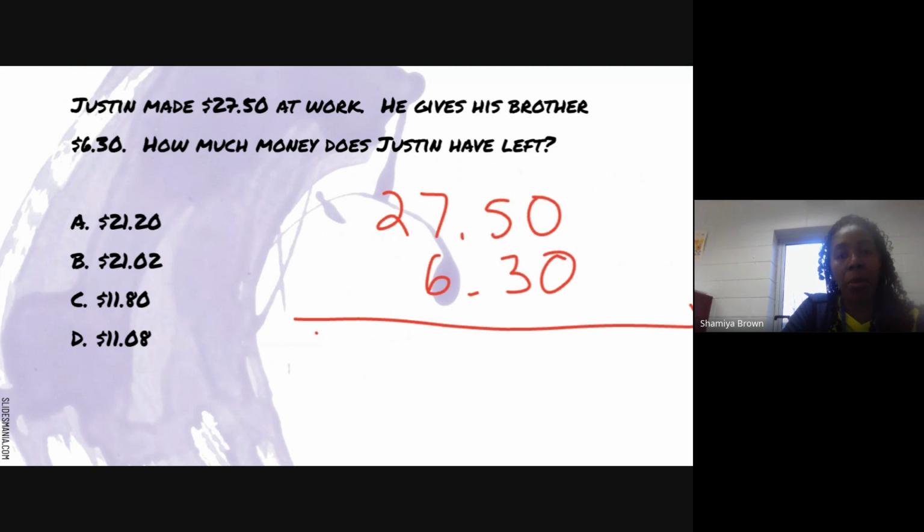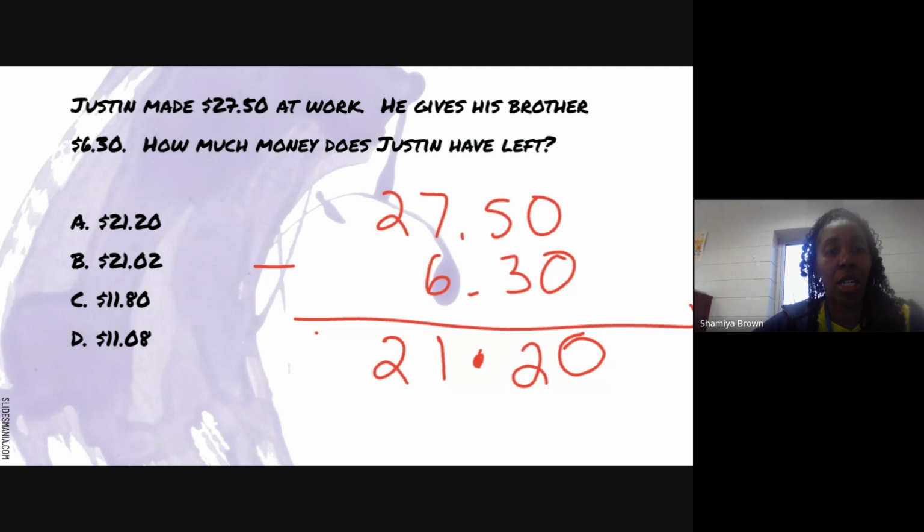Remember, you have to line them up. Your decimals have to be lined up, so that means my 6 and my 7 will be on top of each other because they're both in the ones place. So now I can subtract. So my decimal is going to go here in my answer. So 0 minus 0 is 0, 5 minus 3 is 2, 7 minus 6 is 1, 2 minus nothing is 2. So 21 and 20 hundredths. So that's $21.20. So that would be A. All right.